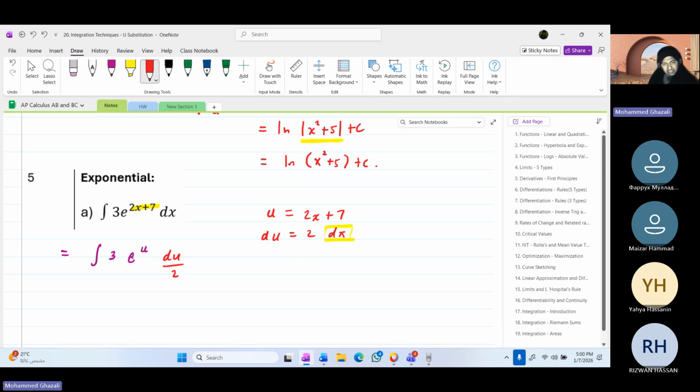And what's the integral of e to the power u? It remains the same. And what is u? Substitute the x back.